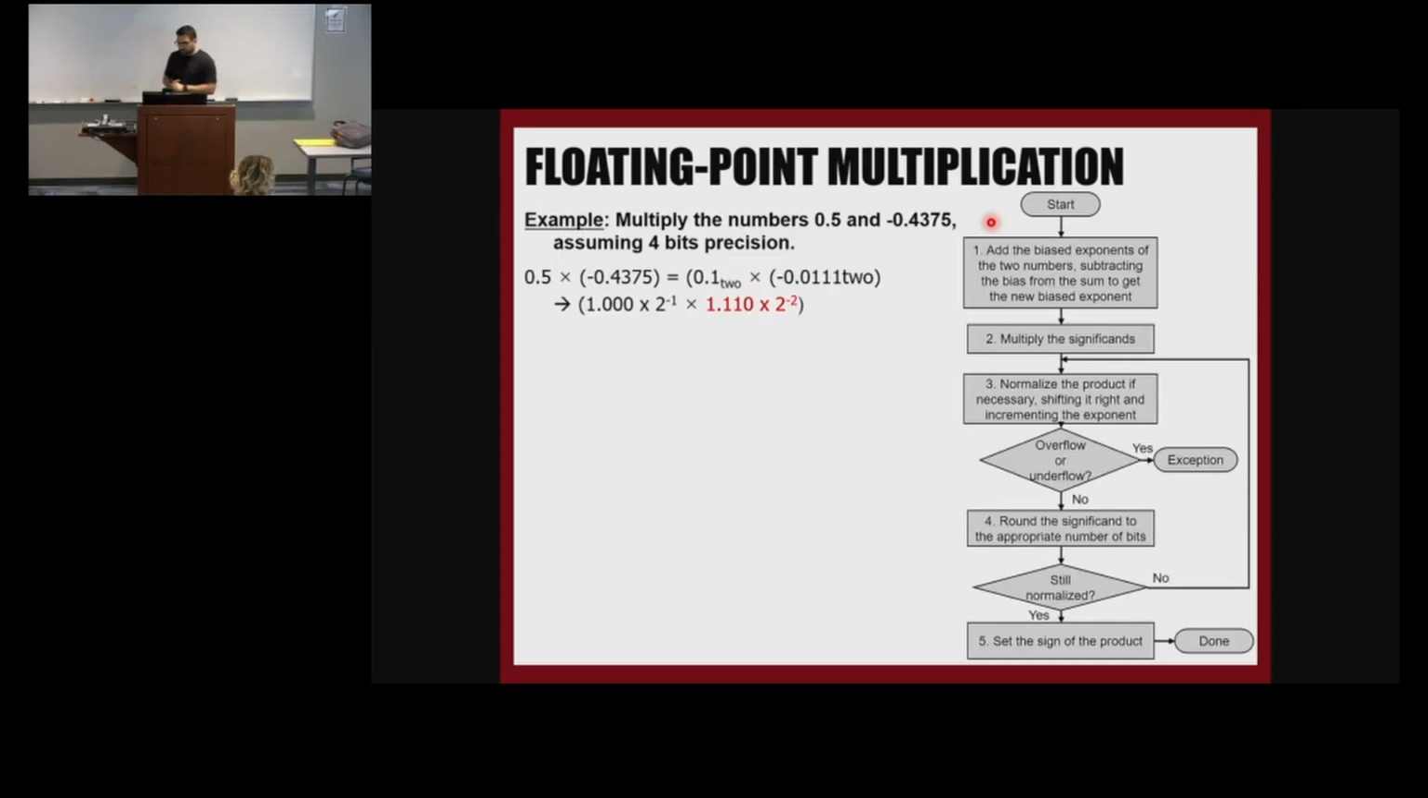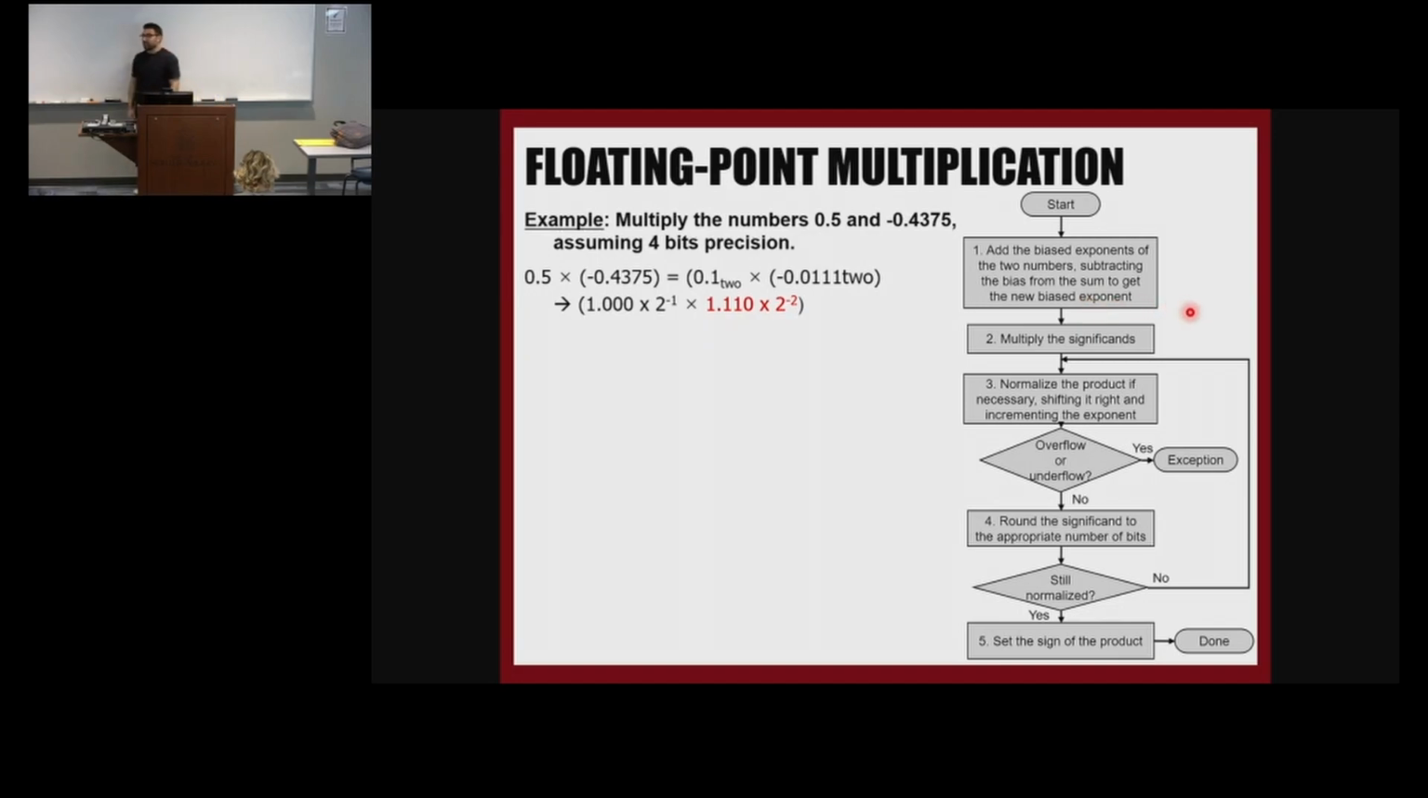Now the next example, which we didn't cover last time, is a multiplication. So we do have another flowchart for multiplication, as you can see here. We are working with the same two numbers, so obviously the first step, you already know what it is. We convert it to binary, we still have 4-bit precision, so this is the number that we get, as you can see here. Now the first step is adding the biased exponents of the two numbers, and then subtracting the bias from the sum to get the new biased exponent.